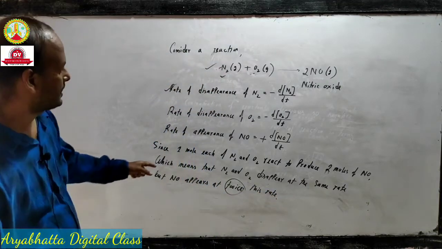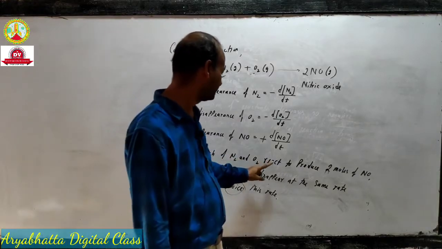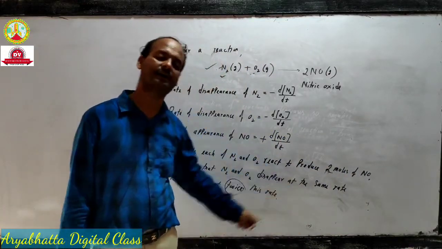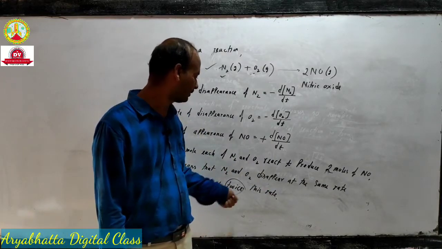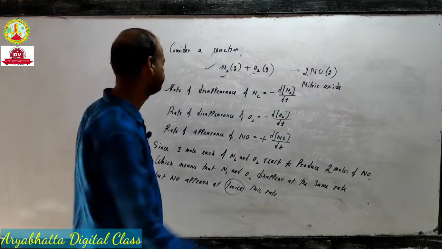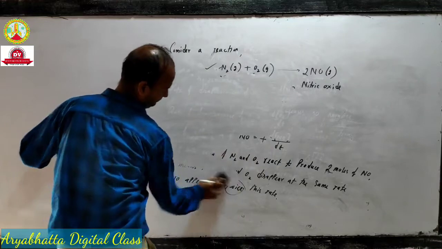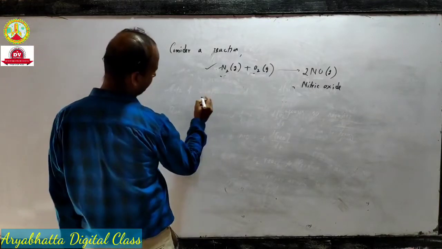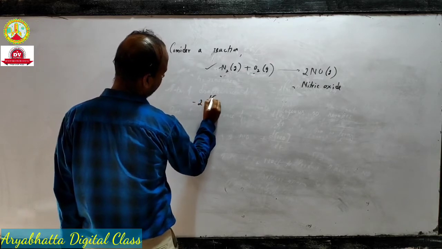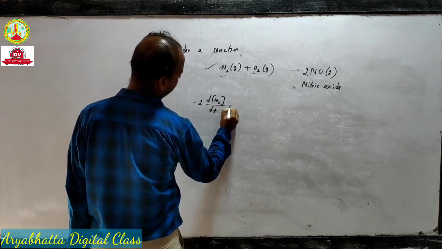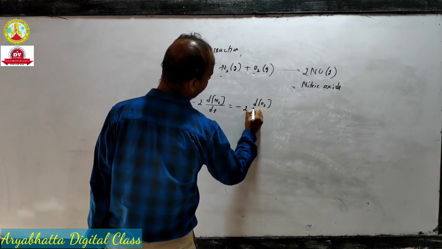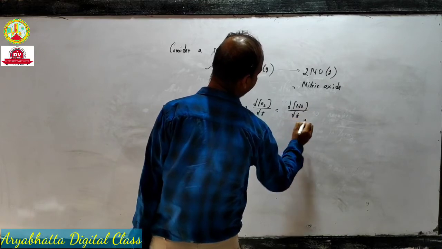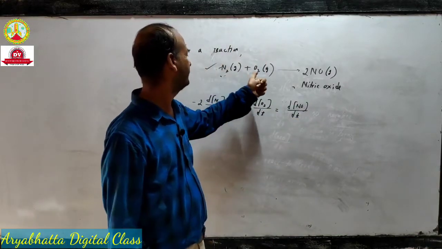Now let's see. Since 1 mole each of nitrogen and oxygen react to produce 2 moles of nitric oxide, it means that N2 and O2 disappear at the same rate, and the formation of NO will be twice as compared to this one. So we can write, हाँ हम कैसे लिख सकते हैं देखो, so that minus dN2 by dt equals minus dO2 by dt, and this will be half of d NO by dt. Means the rate of formation of NO is twice the rate of disappearance of N2 and O2.